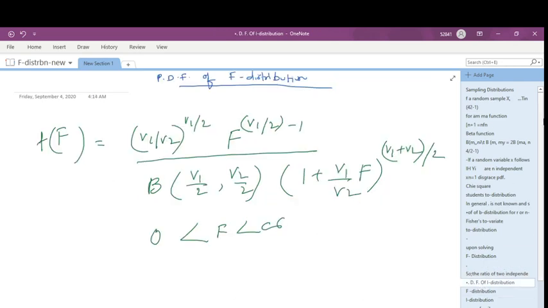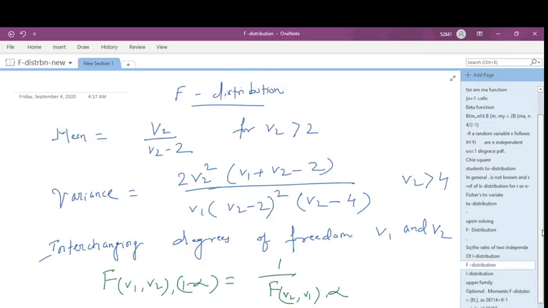So the probability density function of F distribution here again can be represented in this notation. Here we are using a beta function. This is the Fisher variate, mu1 by mu2 to the power mu1 by 2, F to the power mu1 by 2 minus 1, and beta function mu1 by 2, mu2 by 2, multiplied by 1 plus mu1 by mu2 F to the power mu1 plus mu2 by 2, and F will be here again from 0 to infinity.